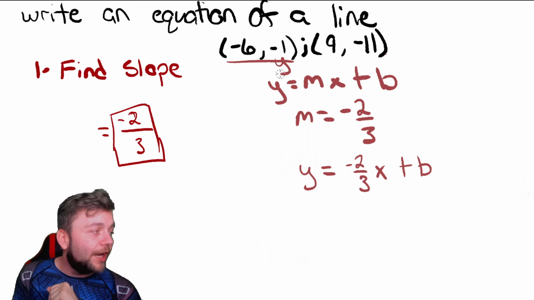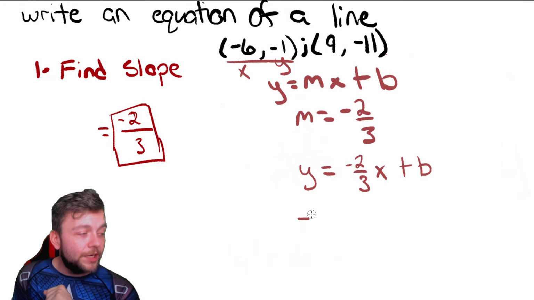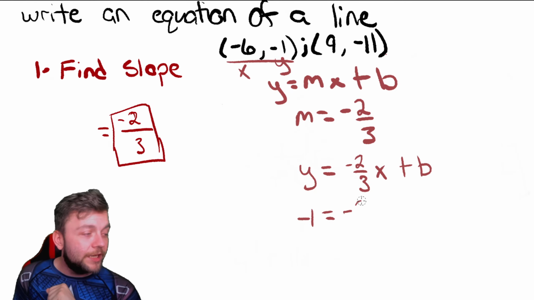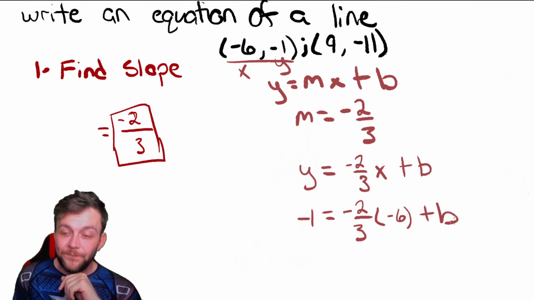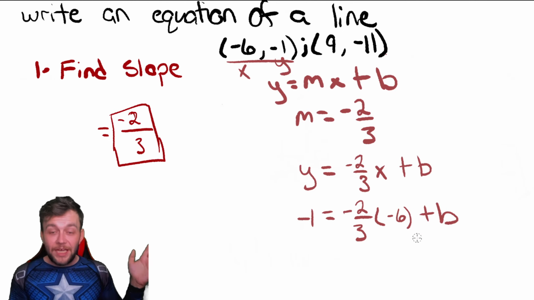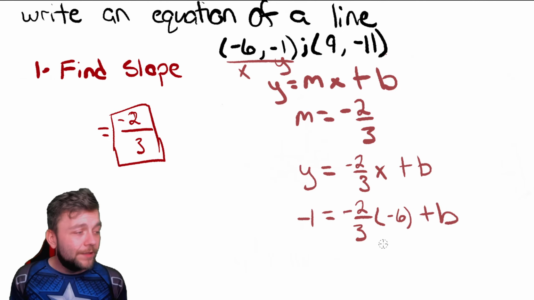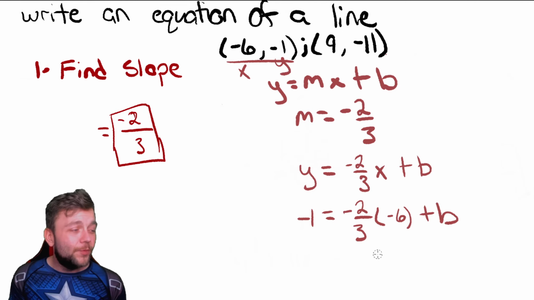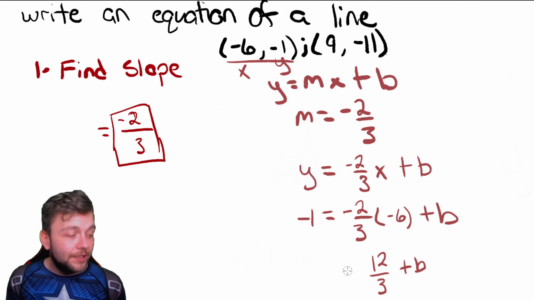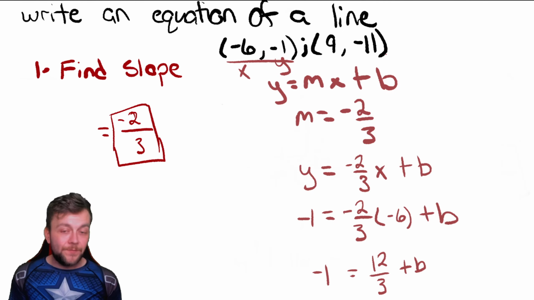So this is our y and this is our x. So we want negative 1 where our y is, negative 2/3. And then in our x spot, we have a negative 6 plus b. Look at that. We are doing very well. So, what is a negative 2/3 times a negative 6? The negative signs cancel out. We get a positive 12/3 plus b equals negative 1.